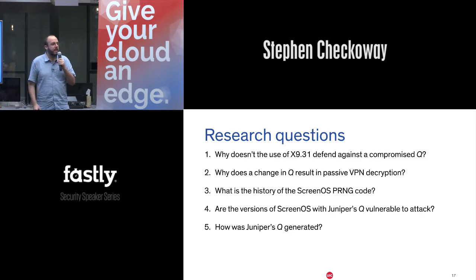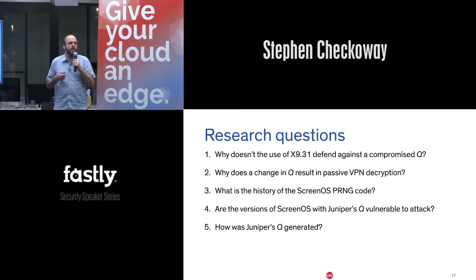Third, what is the history of the dual EC? What is the history of the ScreenOS PRNG? So when did dual EC enter into this? Like, why would they do this? Four, are there any versions of ScreenOS with Juniper's Q that are vulnerable to attack? And finally, how was Juniper's Q actually generated?